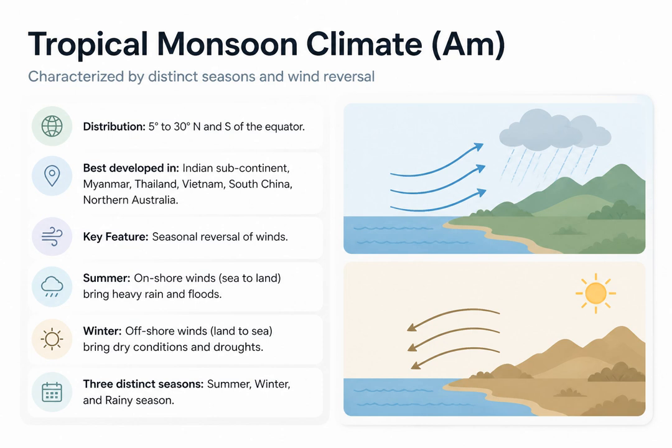During the summer, onshore winds blow from the ocean to the land, bringing massive amounts of moisture and often causing floods. In the winter, the winds reverse, blowing offshore from the land to the sea, resulting in a distinct dry season. Unlike the equatorial region, the monsoon climate has 3 very distinct seasons.